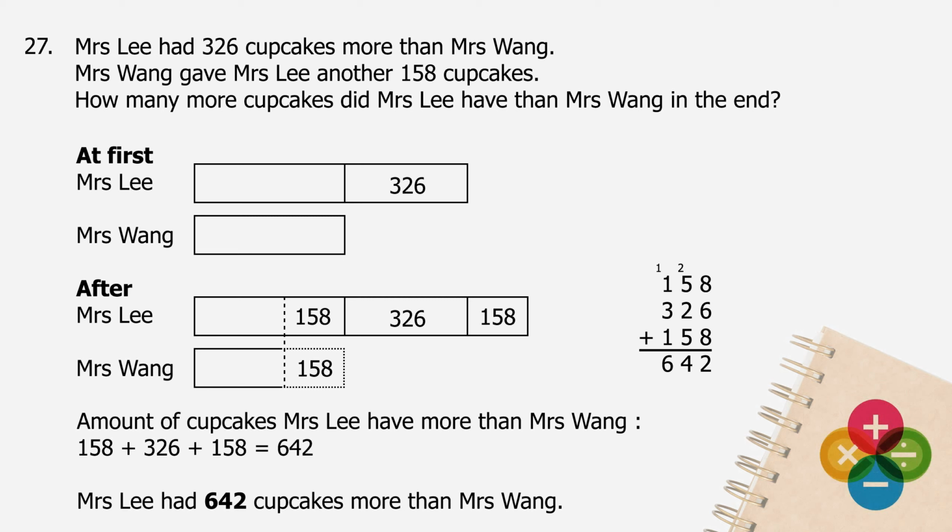After Mrs. Wang gave 158 cupcakes to Mrs. Lee, Mrs. Wang would have 158 cupcakes lesser, and Mrs. Lee will have 158 more cupcakes. The amount of additional cupcakes Mrs. Lee had, as compared to Mrs. Wang, will be, add 158 to 326, to 158, and the sum is 642. Mrs. Lee had 642 cupcakes more than Mrs. Wang.